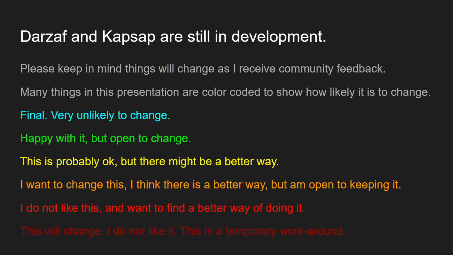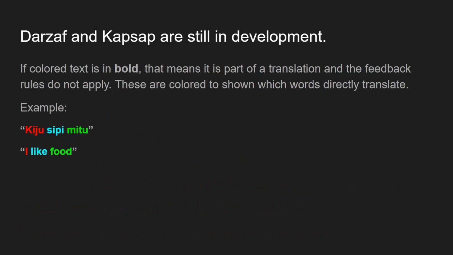This is the color coding system I'm using to show how likely different features shown in this video are to change in the future. However, if colored text is shown in bold, that means it is part of a translation and the feedback rules do not apply. These are colored to show which words directly translate.